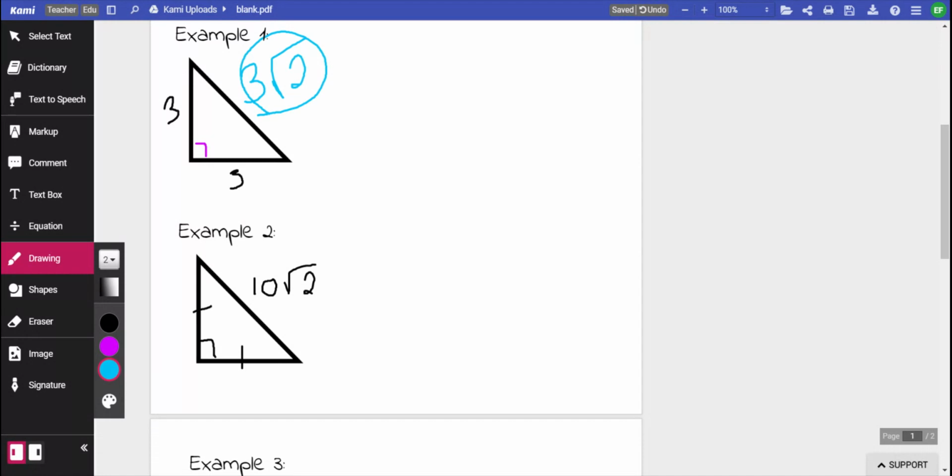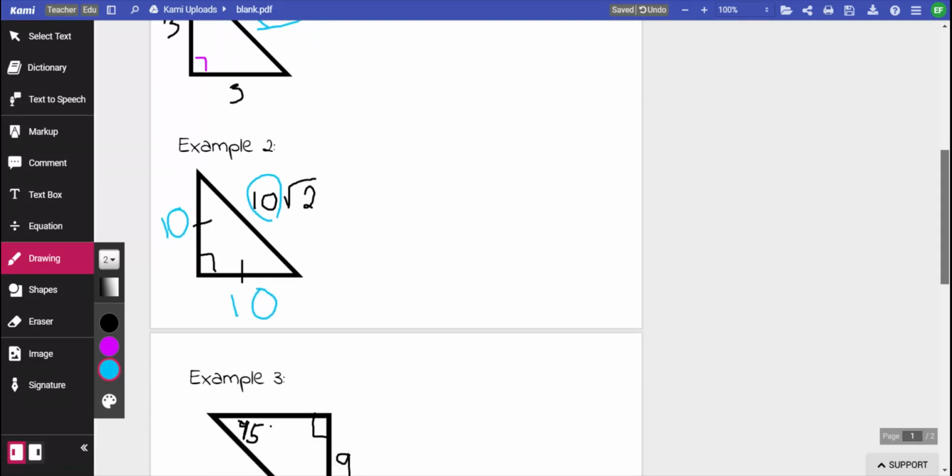In example 2, they give us the length of the hypotenuse as 10 times the square root of 2. So we really have to use our theorem backwards. Since the square root of 2 is being multiplied by 10, that means that our legs have a length of 10. Again, we know that this is an isosceles right triangle. We can apply these rules because we're shown that both sides are the same length, and we have the right angle symbol in there.